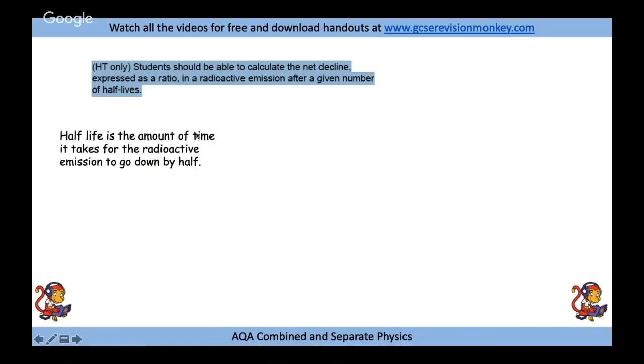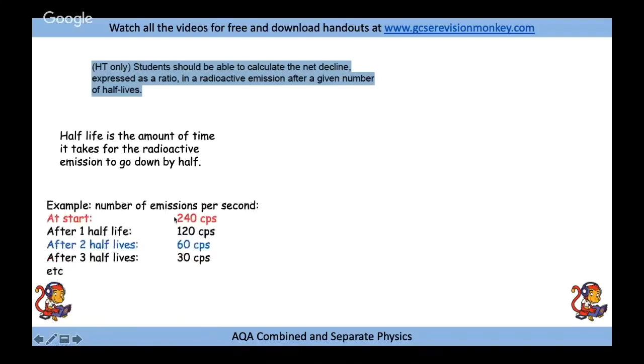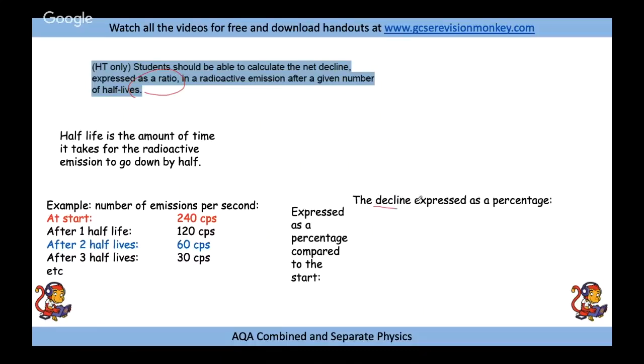Half-life is the amount of time it takes for the radioactive emissions to go down by half. Let's say we start off with 240 counts per second. After one half-life, 120, then 60, then 30. How do we express this as a ratio then? Well, I've expressed it as a ratio and a percentage just to have it all down there. So the decline, that means the reduction, expressed as a percentage.